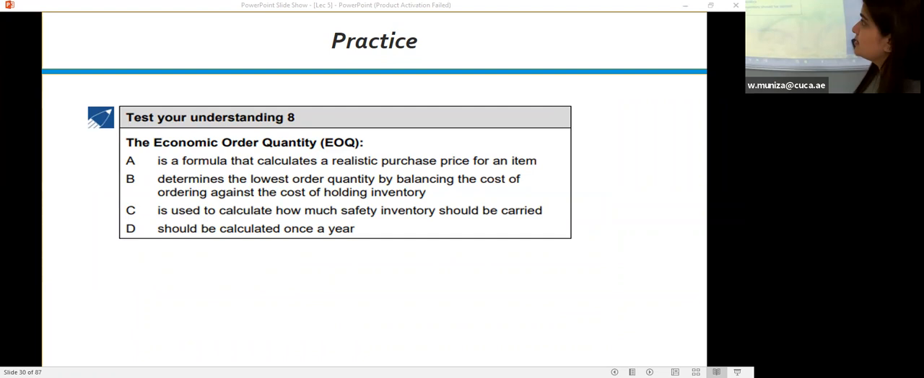No. Determines the lowest order quantity by balancing the cost of ordering against the cost of holding inventory. Yes, it tells us about the balance between the holding and the ordering cost. Determines the lowest order quantity by balancing the cost of ordering against the cost of holding inventory. Is used to calculate how much safety inventory should be carried. No. Should be calculated once a year? No. So option B is the right one.